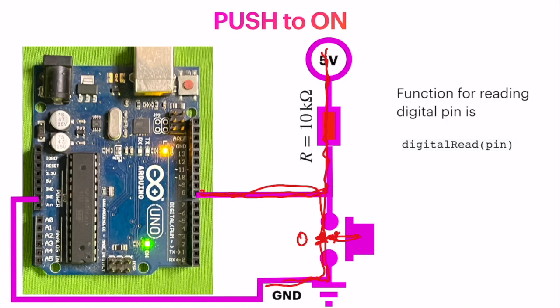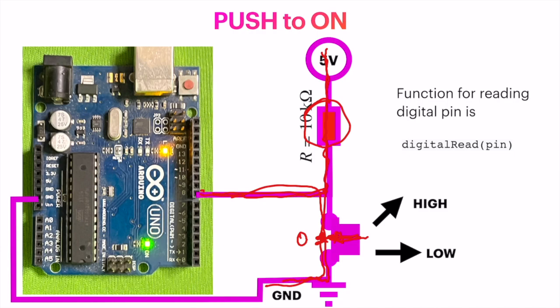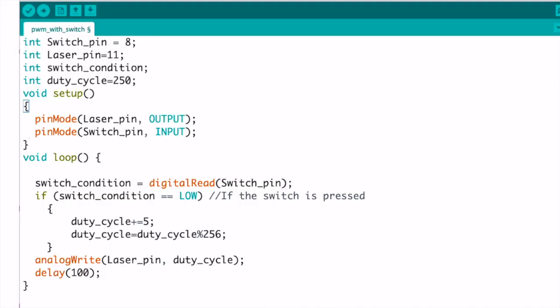So in order to avoid that, you are putting in a 10 kilo ohm resistance. Because of that, you keep it high all the time till you push this button. Then because of low resistance, you see it connected to the ground at the 0 state. So this push to on can be high or low, and accordingly we can do the programming to change the duty cycle. Let's see how we write the code.